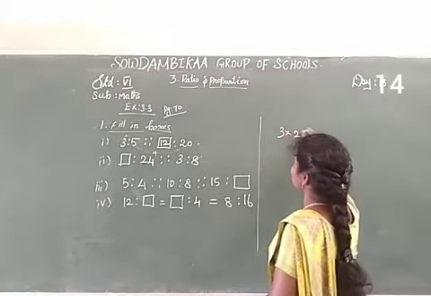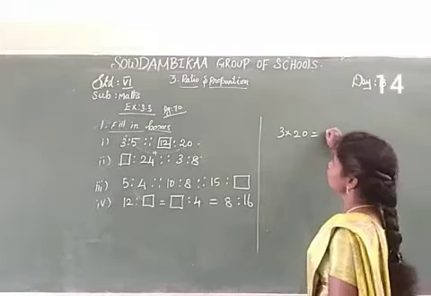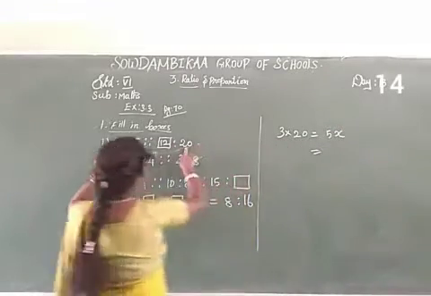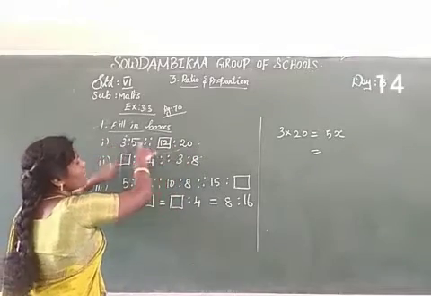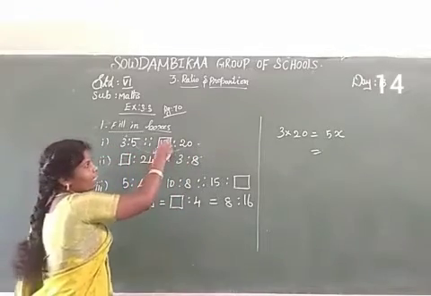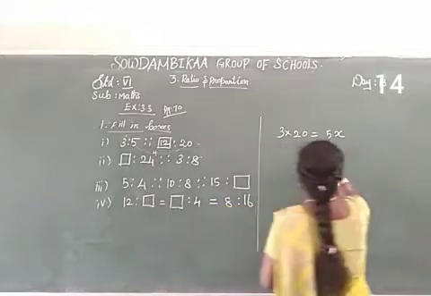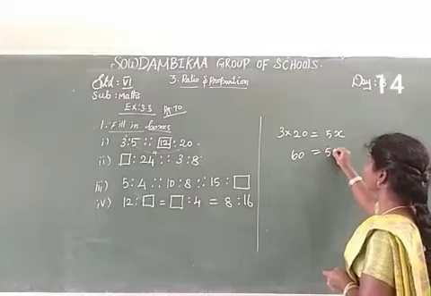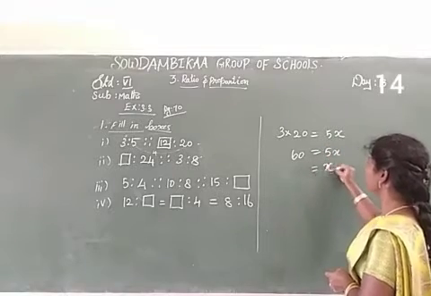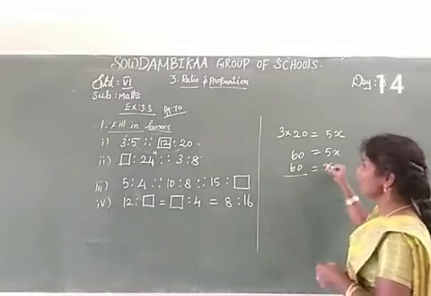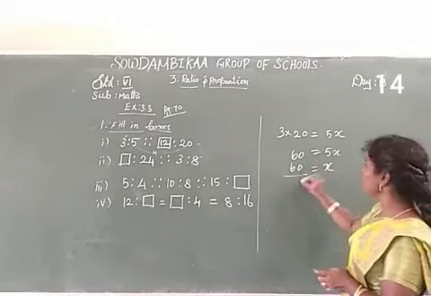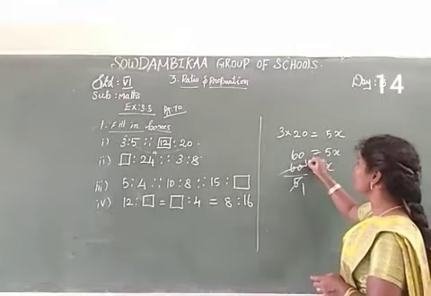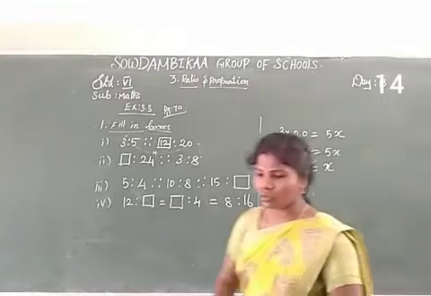x into 20 is equal to 5x. This is the product of extremes: 20 into 3. Next, the product of means: 5 into x. 3 twenties are 60. 5x. Now we want only the x, so keep this side. Next, the 5 goes to that side. The multiply becomes divide, 5 divided by 5. 1 five is 5. How many 5s are 60? 12 fives are 60. So the answer is 12. Next.